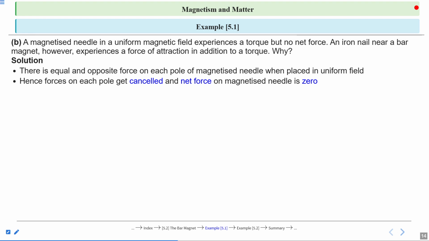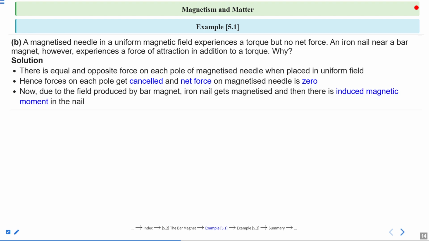magnetized needle is 0. Okay, now due to the field produced by the bar magnet, iron nails get magnetized and then there is an induced magnetic moment in the iron nail. So when an iron nail is placed near the bar magnet, it will get magnetized and induce the magnetic moment, like we induce the charges. If we place any uncharged material, an uncharged conductor, near a charged material, it will induce charges in the uncharged material. Like the hair comb example.